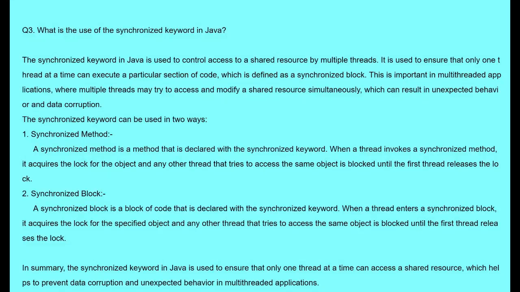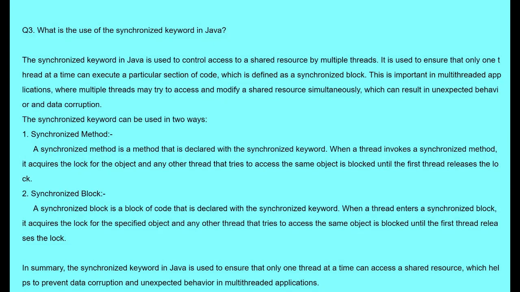Way 1. Synchronized method. A synchronized method is a method that is declared with the synchronized keyword. When a thread invokes a synchronized method, it acquires the lock for the object and any other thread that tries to access the same object is blocked until the first thread releases the lock.